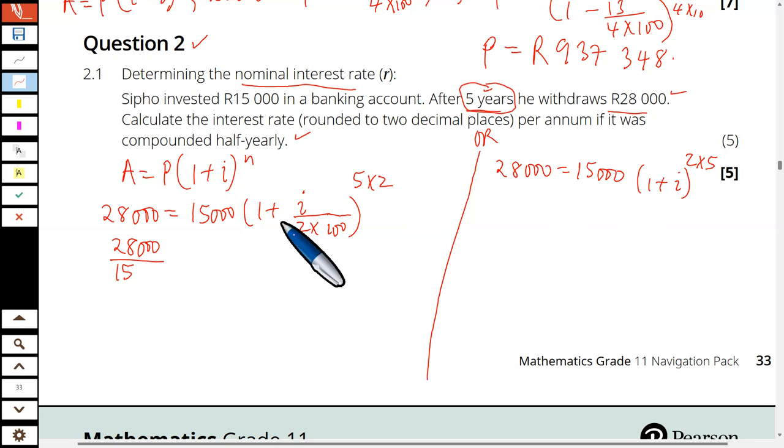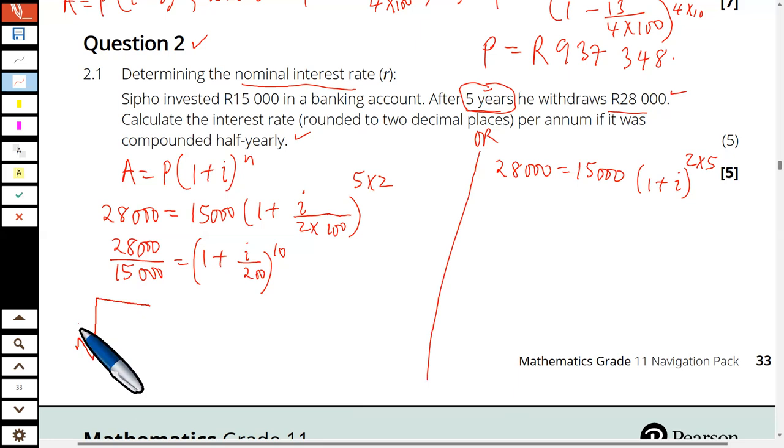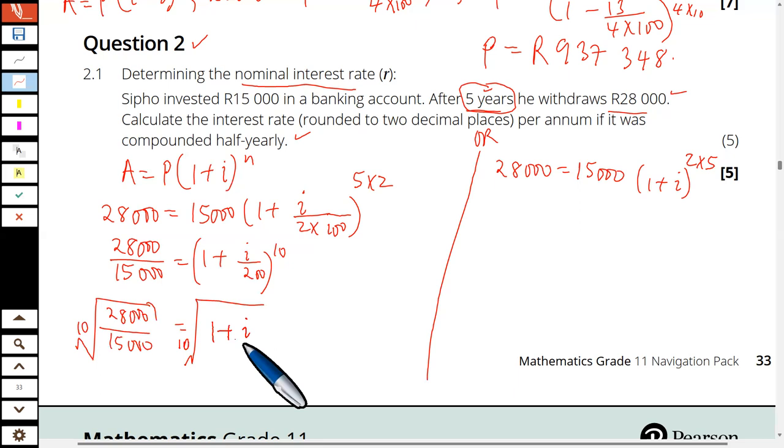So you divide here by 15,000, which is 1 plus I divided by 200 raised to the power 10. Okay, so we get this. After you got this, you need to remove this power 10. How do you remove this power 10? You raise it to the 10th root. You raise the left to the 10th root and you raise the right to the 10th root. So here, if you come here and you raise it to the 10th root of this, and then you raise these to this. What is the answer to this?